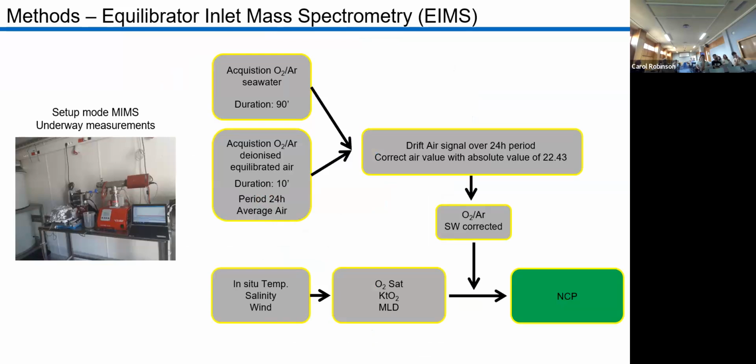That's the way we handle the measurements: we do oxygen argon measurements, and we do an air calibration once in a while, every 4 hours or something like that, for a short period of 10, 15 minutes to check the drift of the mass spec. Then we bring in situ temperature, wind, and salinity to get the derived variables, and that is fed into the algorithm to derive net community production.